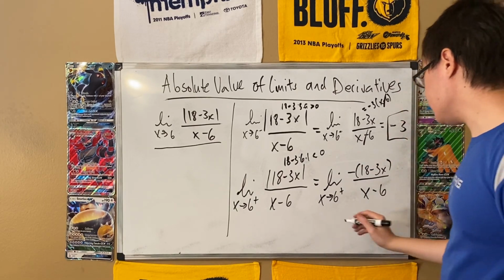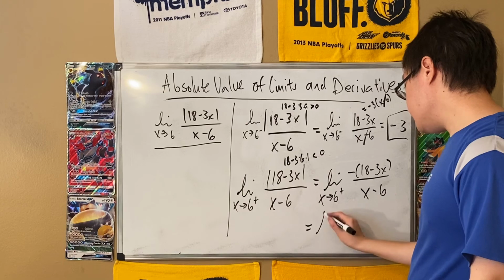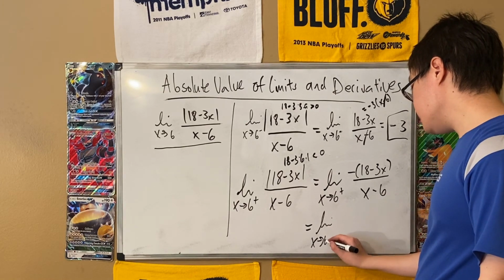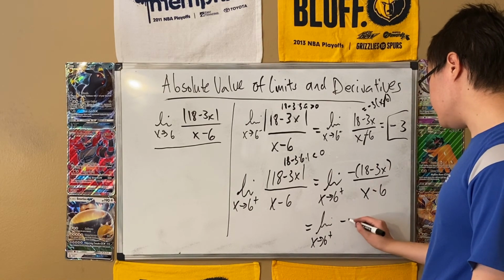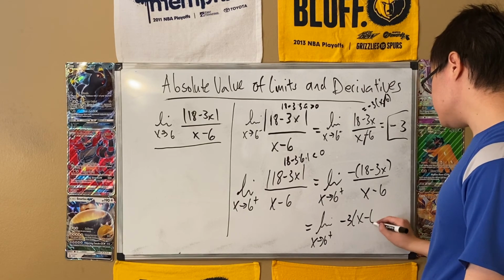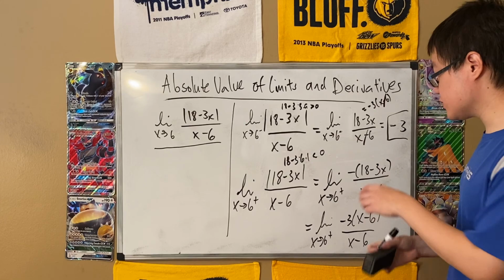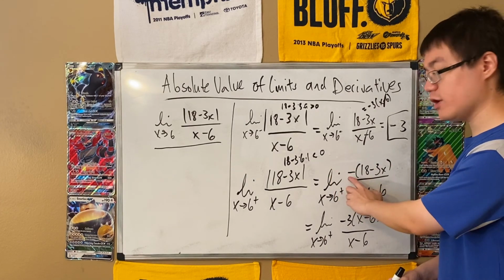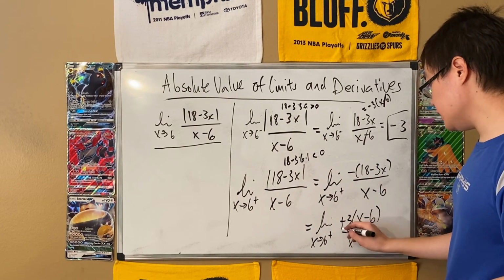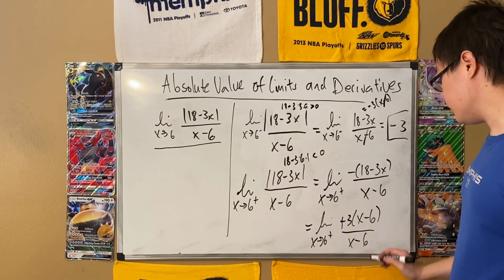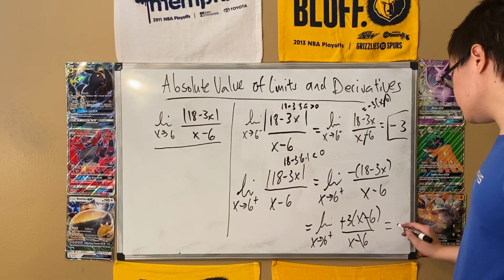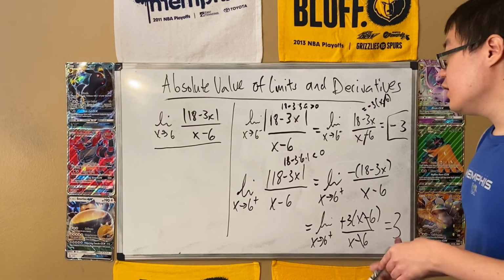Let's try to take out a negative 3. So it's going to be the limit as x goes to 6 plus. Taking out a negative 3 will be negative 3 times x minus 6 over x minus 6. Oh, I didn't do this correctly, because when you take out the negative, there's already this negative here. So this is going to be positive then. So it's negative, negative. Be careful. This is going to cancel out. So it looks like this one you'll get 3.